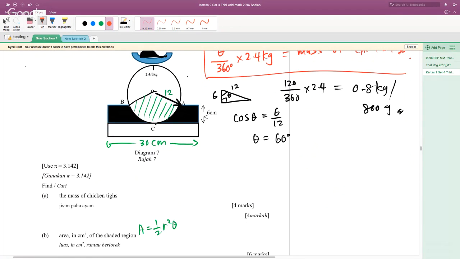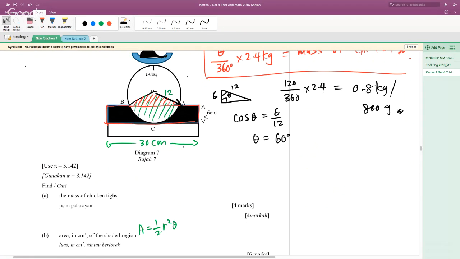So what I will do is, I will cut out the triangle. Then I will get this part. After I get this part, I will use the rectangle. I will use this rectangle, which is 30 times 6, minus the green color part. Then I will get the shaded region. This is the total idea I have.